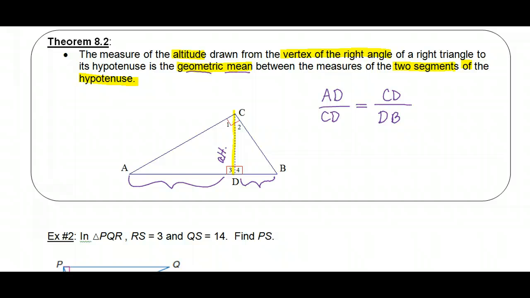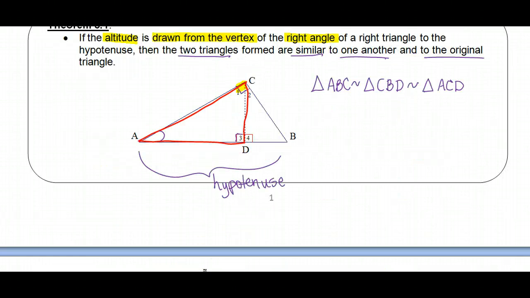The altitude is always the geometric mean. You have to have a right triangle to start. Then when you draw that altitude, it is always the geometric mean of the two segments that make up the hypotenuse of the original. Why? Well, if we go back to this picture, we can use triangle similarity to create a proportion. Do you see it?